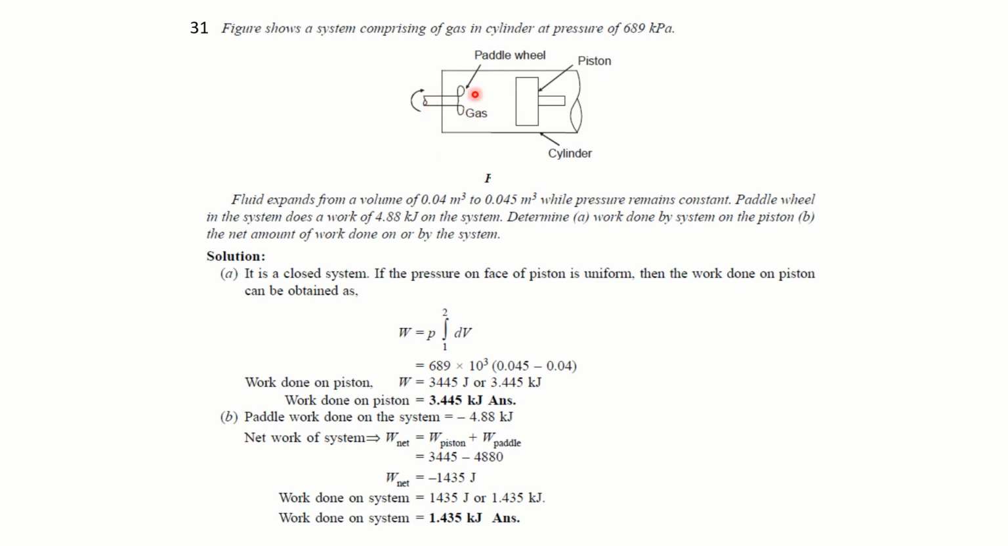Now let us see the work done, the stirring work done. That is already given as 4.88 kilojoules. That is the surroundings doing work on the system. That's why it is minus. So you are going to get net work of minus 1435 joules, or minus 1.435 kilojoules.